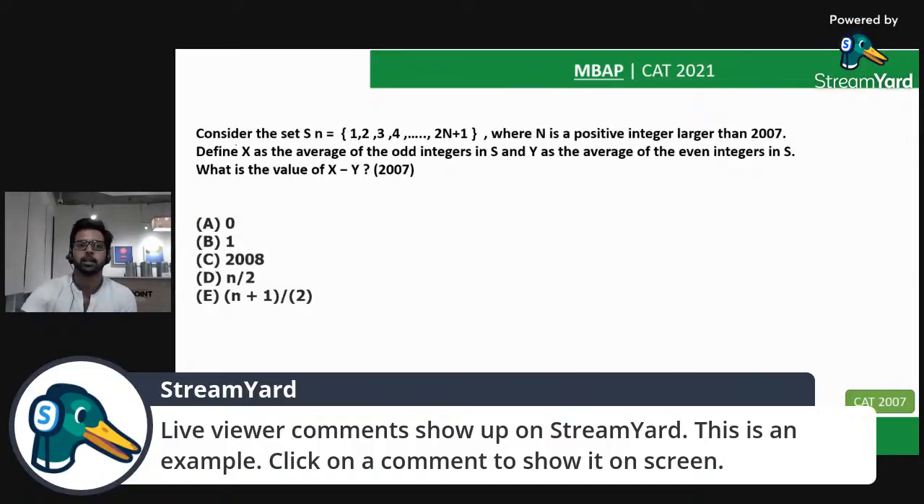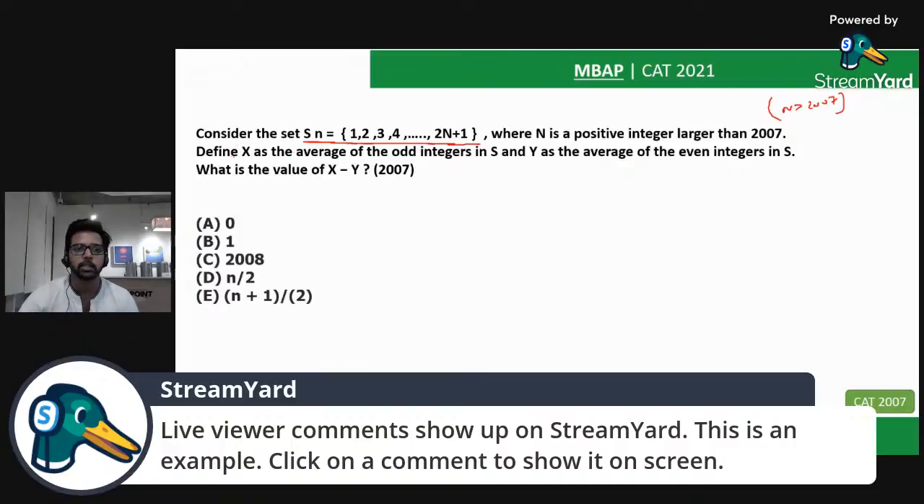It says, let's consider the set n, which has the values 1, 2, 3, 4, 5, 6, 7, 8, 9, 10 till 2n plus 1. A set of positive integers where n is more than 2007. N is more than 2007 is the question. Clear?